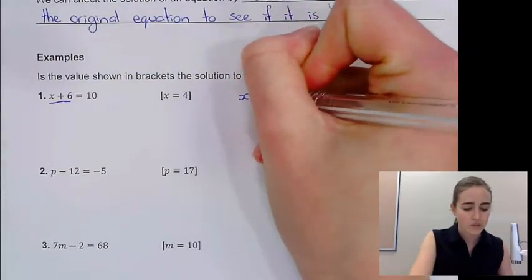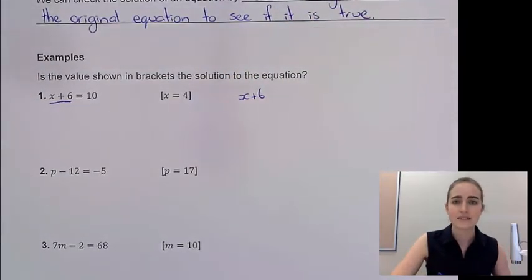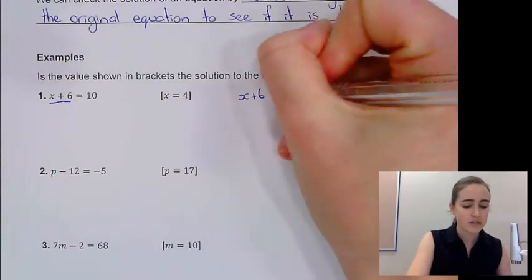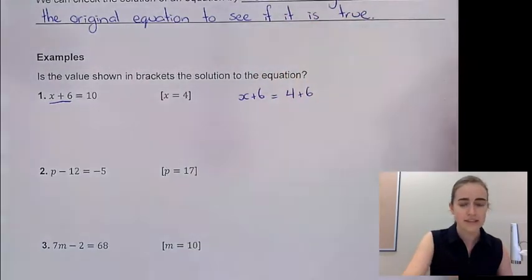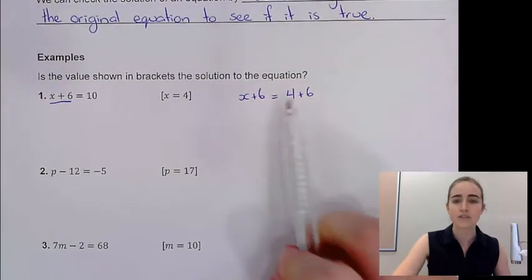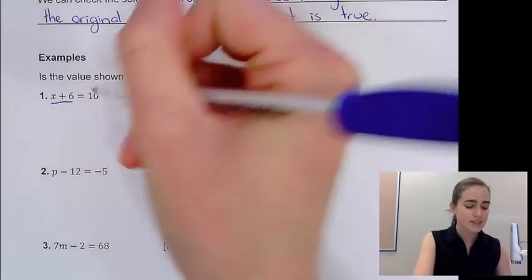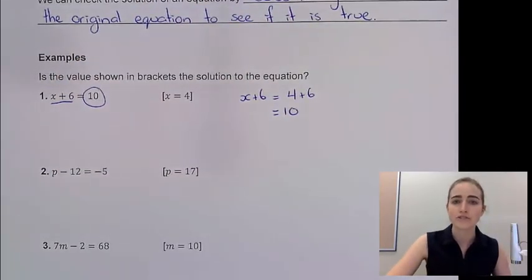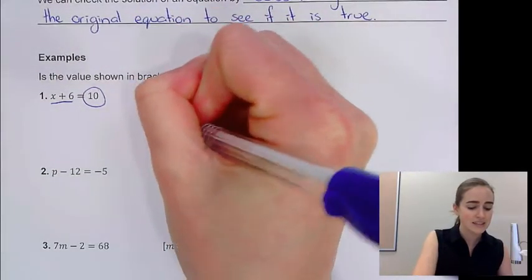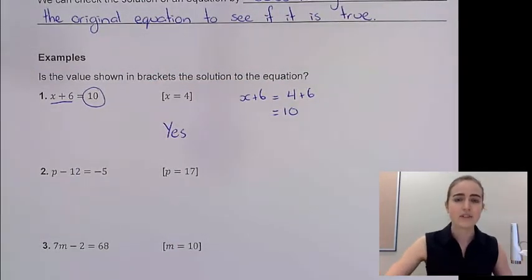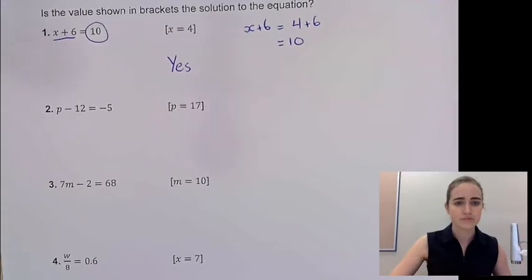We can say, okay, so we've got x plus 6. If x equals 4, then that's going to become 4 plus 6. So we've replaced our x with our 4, and 4 plus 6 is equal to 10. And 10 is what we were after in the first place. So that means that this is the solution to that equation. Let's have a look at a few more examples.